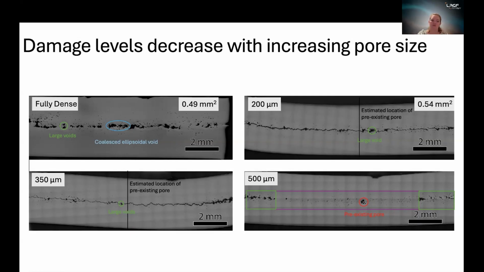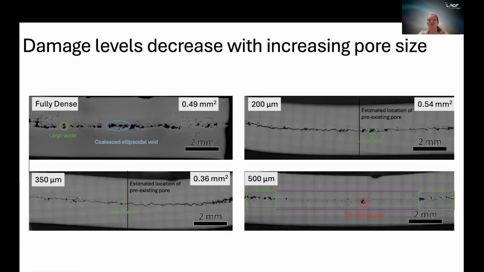But then we move to 350 micron pores in the bottom left, and we see that there's a lot less damage. It's only 0.36 millimeters squared. We see that the coalesced region is still kind of similar to what we see in the 200 micron pore. There's a lot less of the large voids, and that actual coalesced region is thinner. So there's overall less damage as we move into this bigger pore, but it does seem to still be a little bit different than what we see the damage profiles looking like in the fully dense material.